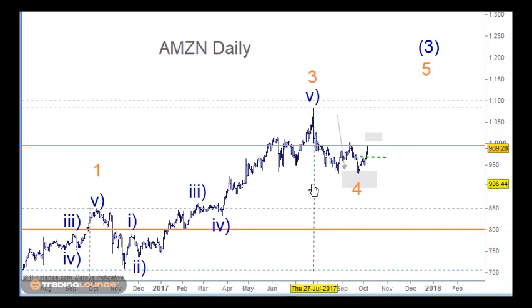I've counted, if I can move that out of the way, as an A wave here, a B wave here, and a C wave here for this wave 4. So it's possible for this to move up. We can see we've got 1 and 2 and 3 here. Let's just see if we get 4 and 5 into the 61.8% mark.